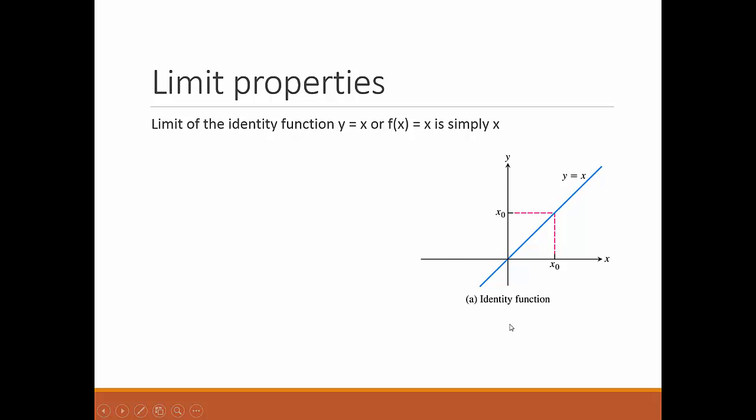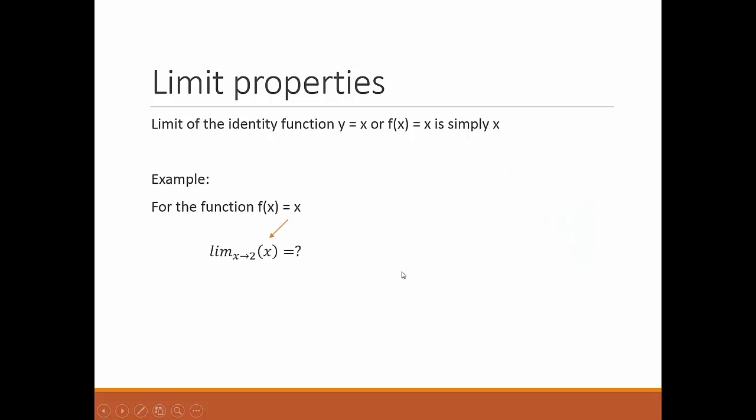There are different limit properties. The limit of the identity function. So the identity function is just y equals x, or f of x equals x. So in other words, everywhere you pick an x, guess what? Your y is going to be the same thing. So if I'm at x equals 3, y equals 3.